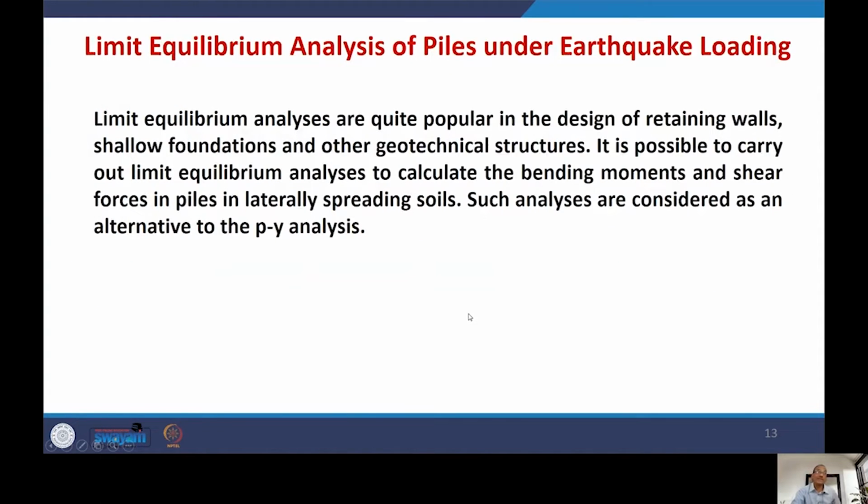Now we are going to the next part, that is limit equilibrium analysis of piles under earthquake loading. Limit equilibrium analysis is quite popular for retaining walls, shallow foundations, and other geotechnical structures. It is possible to carry out limit equilibrium analysis to calculate the bending moments and shear forces in piles in laterally spreading soils. Such analyses are considered an alternative to what is called the p-y analysis, that is, to the load deformation curve. So let's discuss what limit equilibrium analysis is during earthquake loading.